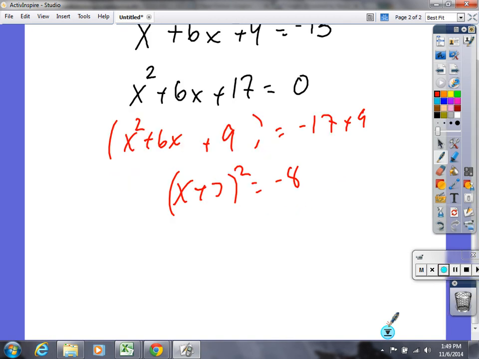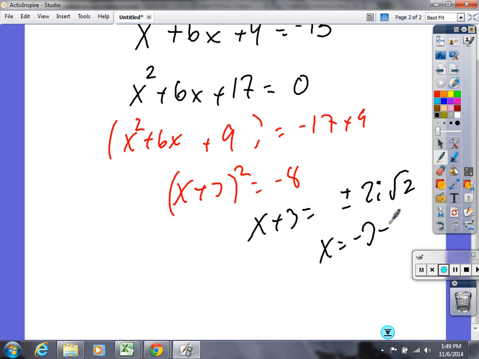Okay, take the square root. I'm just showing you what answers I would get. x plus 3 equals plus or minus 2i root 2, because I took the square root of 8. Don't worry about that right now. And so I get x equals negative 3 plus or minus 2i root 2. That's what answer I should get in the end. Okay? Is everybody there with me?